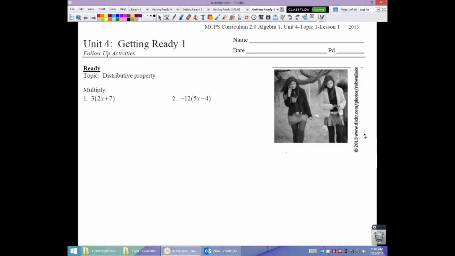Okay, so our first homework from Unit 4, or Getting Ready 1, we are going to start here with reviewing the distributive property. Okay, so remember, distributive property is A times quantity B plus C is equal to, now you distribute the A to both terms inside the parentheses, that becomes AB plus AC. So these first two should definitely just be review.